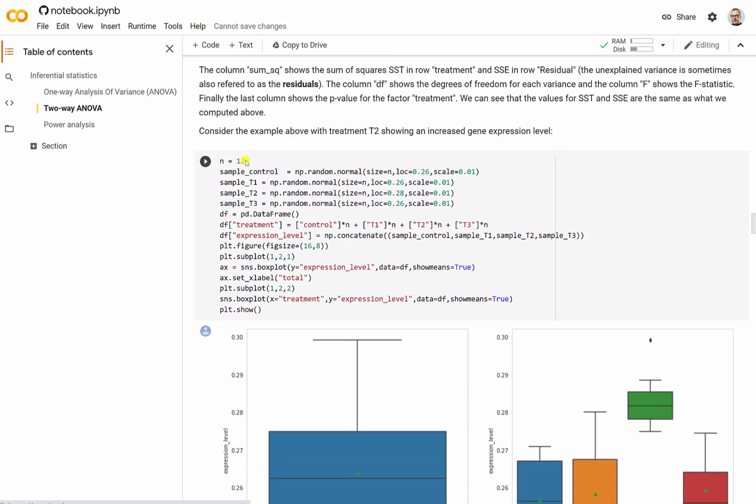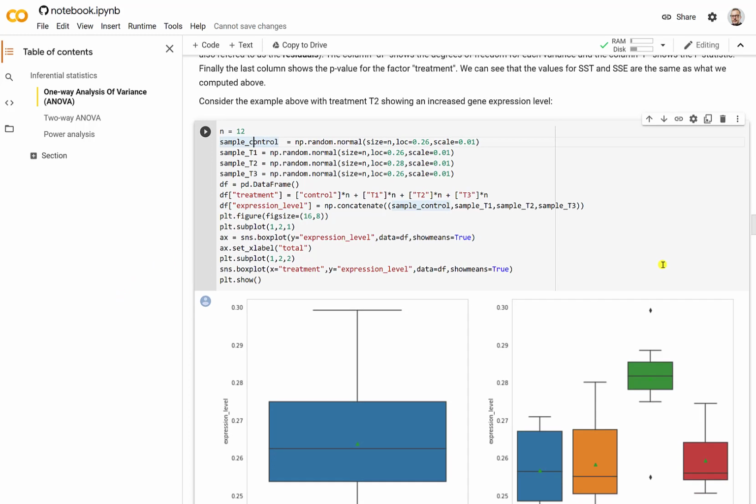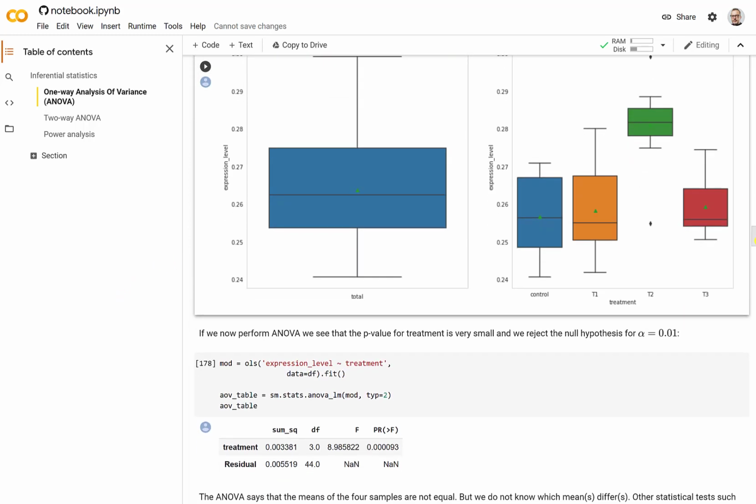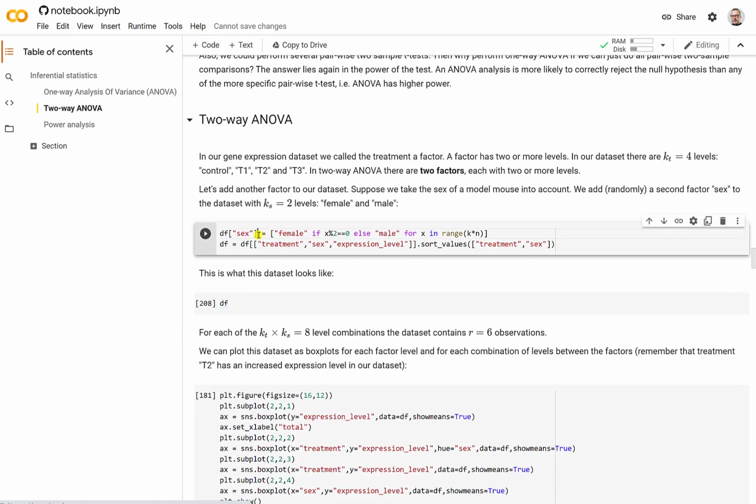So we had 12 observations in each of our levels, and we had 4 levels, and we made one of these levels have a different mean. So they were drawn from a population with a different mean. You can see that here. And what we're going to do now is add a factor to that data set. That's what I'm doing here.